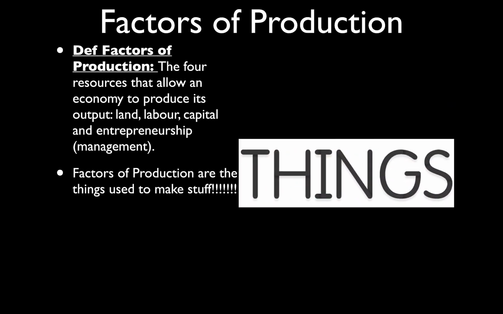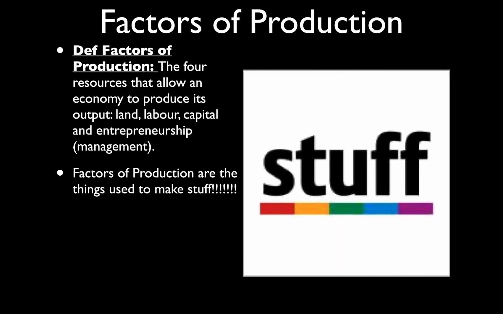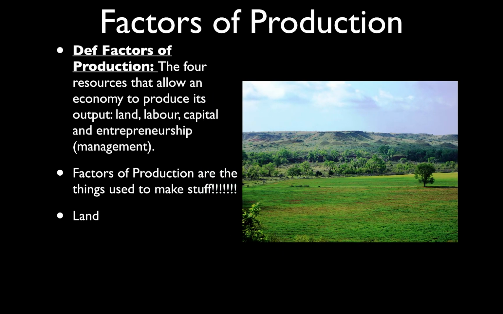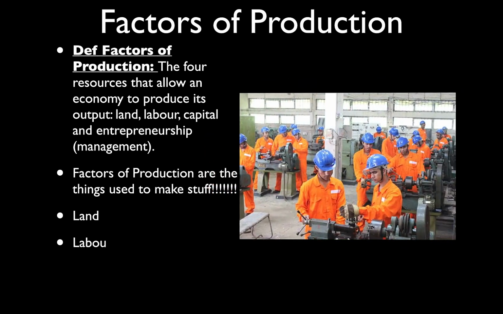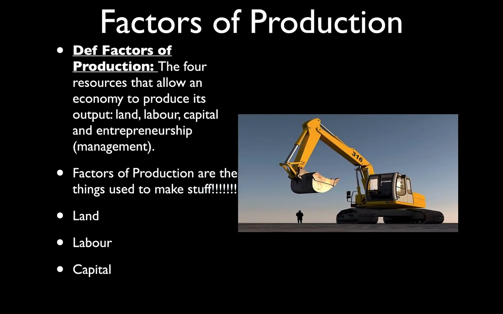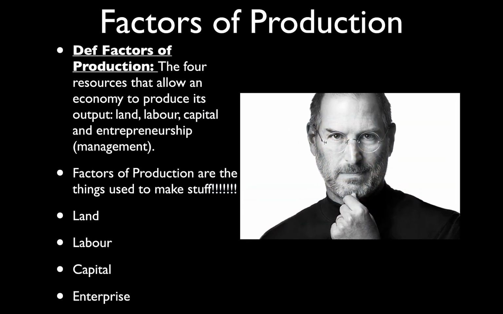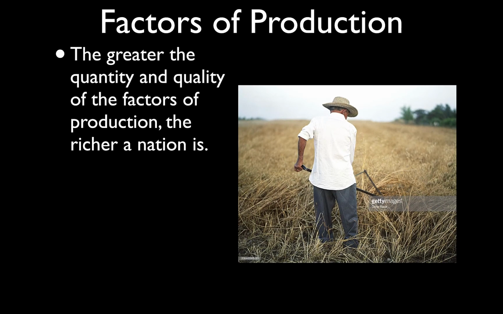So factors of production, just to give you a simplistic way of understanding it, they're the things used to make stuff, the stuff that you and I enjoy. Now the 4 of them, as we've already said: land, labour, capital and enterprise. We'll define these and go into these in more detail in later videos. Now, as I have already said, the greater the quantity and quality of the factors of production, the richer a nation is. One thing that you can look at is this idea of Q squared: the quantity and quality of capital, enterprise, land and labour.